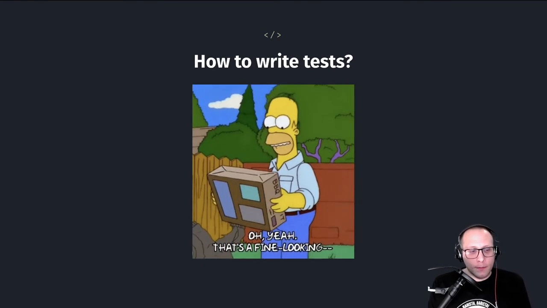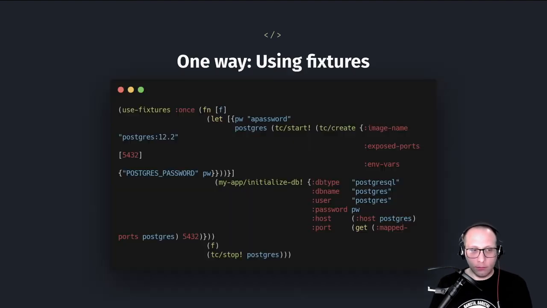So how to write tests? How do we integrate Testcontainers in our Clojure tests? One way would be to use fixtures. In your test namespace, you use the macro use-fixtures. Once means for all the tests running in that namespace, please only execute this fixture once.